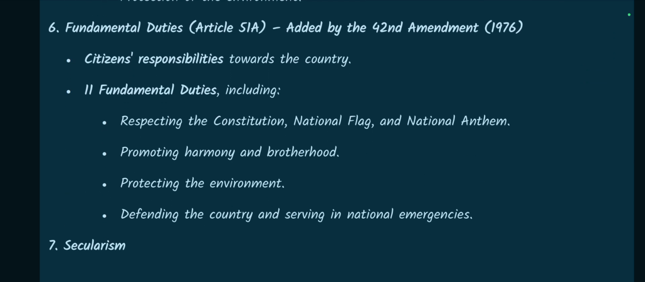Fundamental duties. Article 51A, added by the 42nd Amendment in 1976. Citizens' responsibilities towards the country. 11 fundamental duties including respecting the Constitution, national flag and national anthem, promoting harmony and brotherhood, protecting the environment, defending the country and serving in national emergencies.